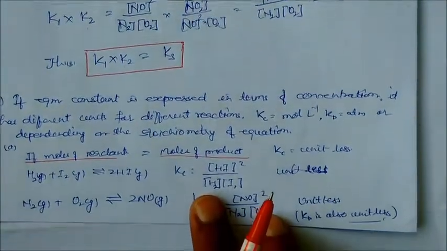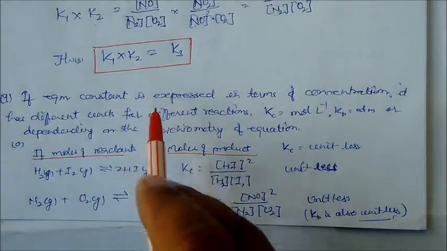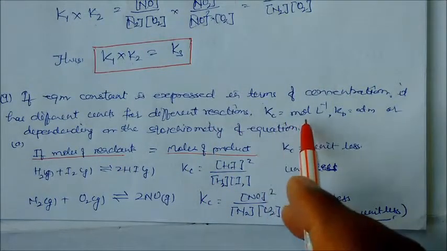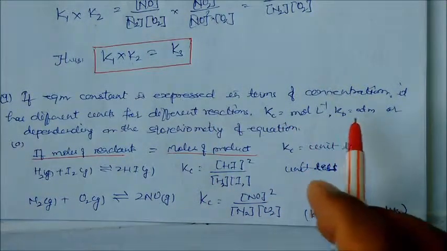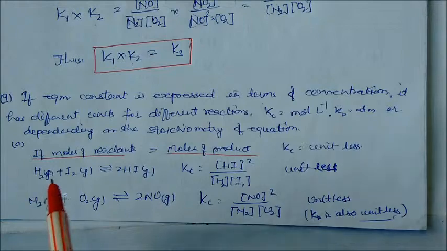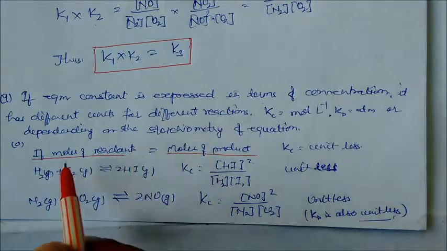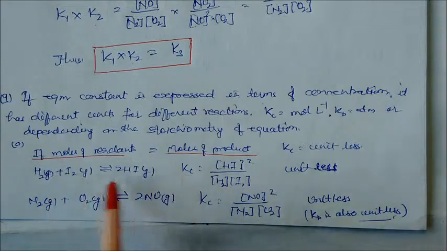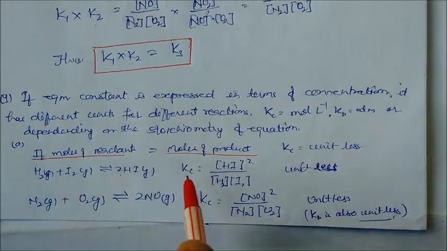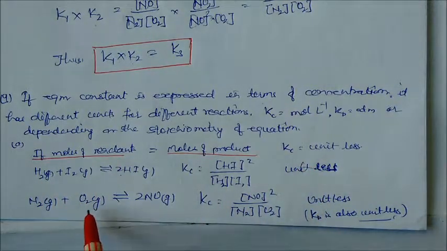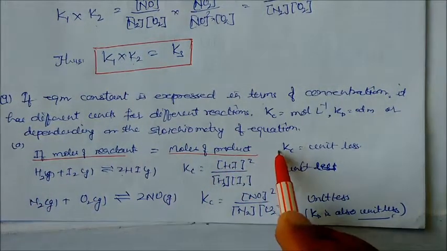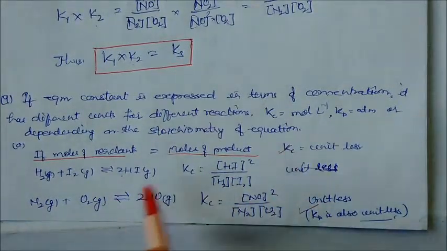Now, if the equilibrium constant is expressed in terms of concentration, it has different units for different reactions. Kc is written in moles per liter, but for Kp we write atmosphere. It depends on the stoichiometry of the equation. Let us see Kc. Suppose in a particular reaction the moles of reactant equal the moles of product, like H2 plus I2 giving 2 moles of HI. Then Kc becomes unitless. Similarly, in N2 plus O2 giving 2NO, there are 2 moles on each side, so again Kc and Kp both become unitless.